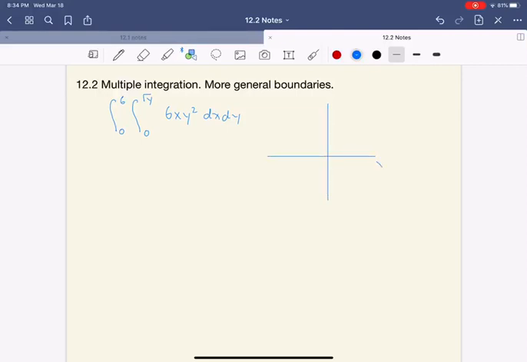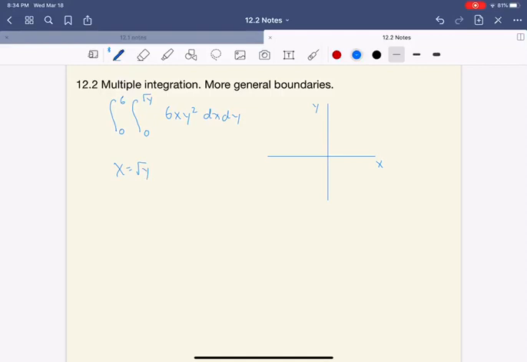Okay, now we're going to do this. This is x. This is y. Now, here, what we're going to keep in mind is that since dx is on the inside, that means x goes from 0 to square root of y. So x equals the square root of y.